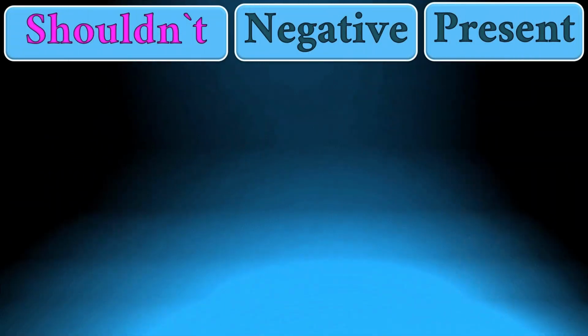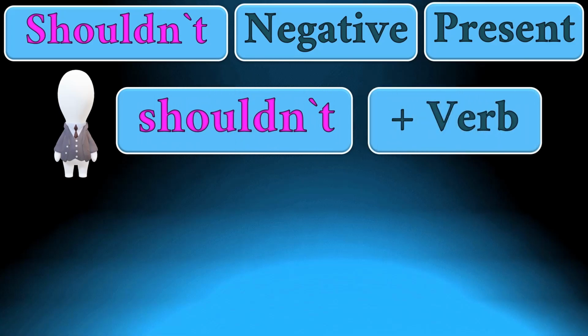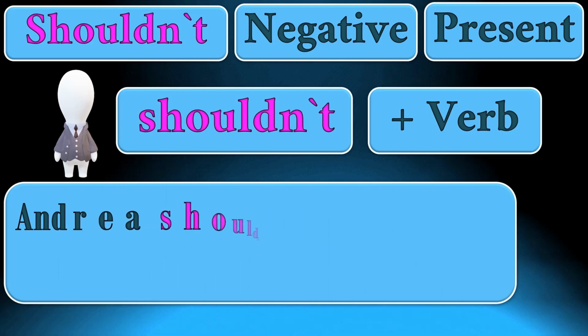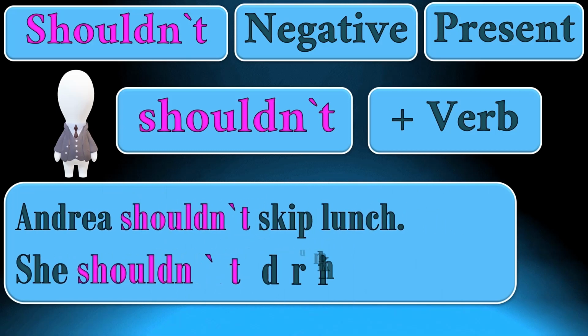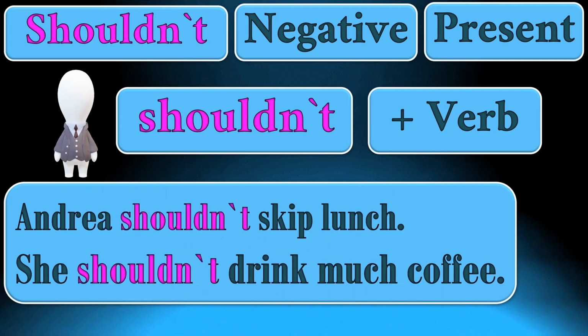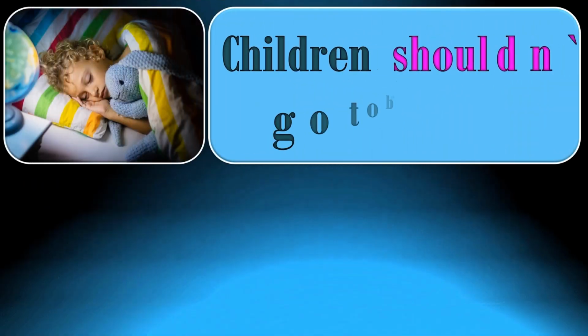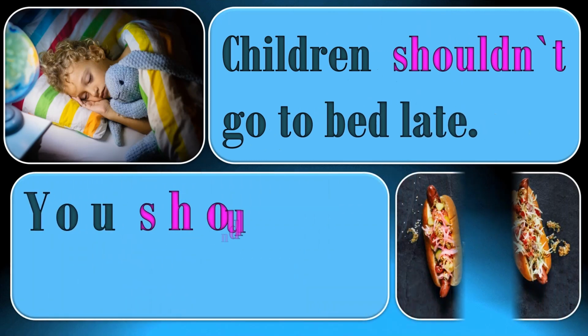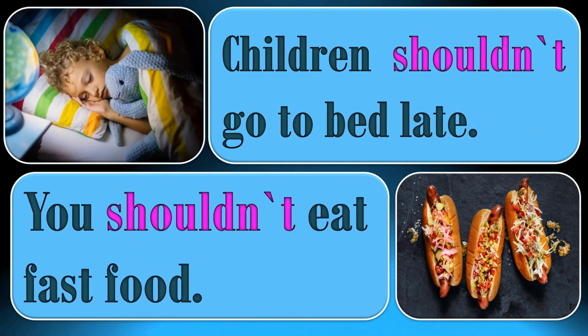To make a recommendation with shouldn't, we begin with subject, then shouldn't, and the verb. Andrea shouldn't skip lunch. She shouldn't drink much coffee. Children shouldn't go to bed late. You shouldn't eat fast food.